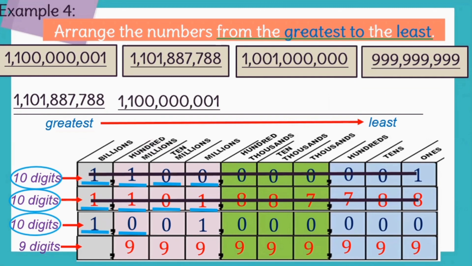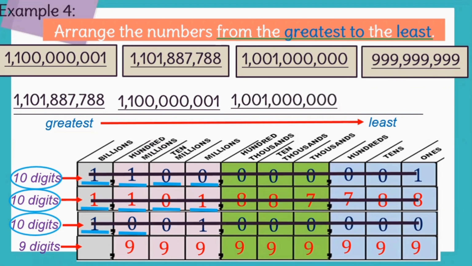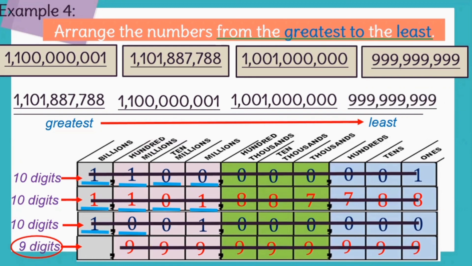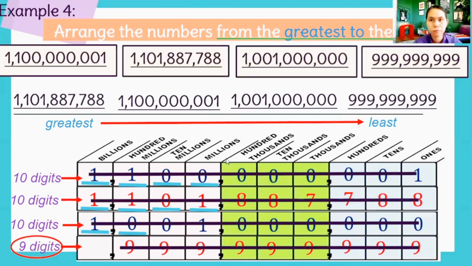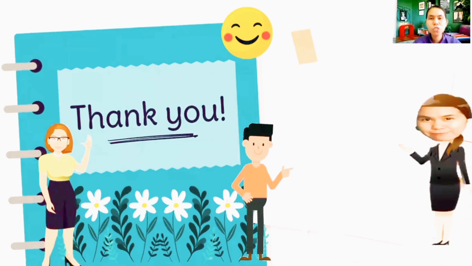We have 1,100,000,001. Now we have only one number that has 10 digits, right? So this serves as also the third in the line. So let's copy 1,000,000,000. And we have the one remaining number that has only 9 digits. Therefore, this number is the least number, 999,999,999.